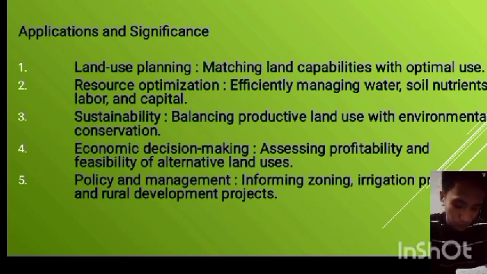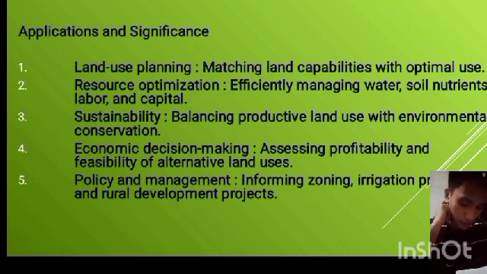Second is resource optimization: efficiently managing water, soil, nutrients, labor, and capital. So next is sustainability: balancing productive land use with environmental conservation. Sustainability. So gikan sa word na sustainability, dapat kabalo ka mag conserve sa environmental health.